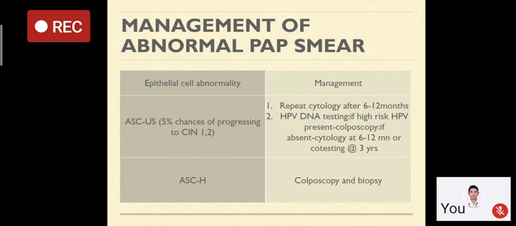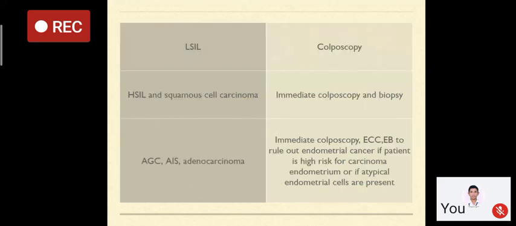So management, I don't think you people will require. If it is a high grade atypical squamous cell, then you directly take the patient for colposcopy and biopsy. If it is of undetermined significance, then you can go for repeat cytology after 6 to 12 months, and HPV DNA testing can be advised to the patient. And if high risk HPV is present, then colposcopy. If high risk HPV is absent, then you can repeat the cytology after 6 to 12 months or go for co-testing after 3 years.